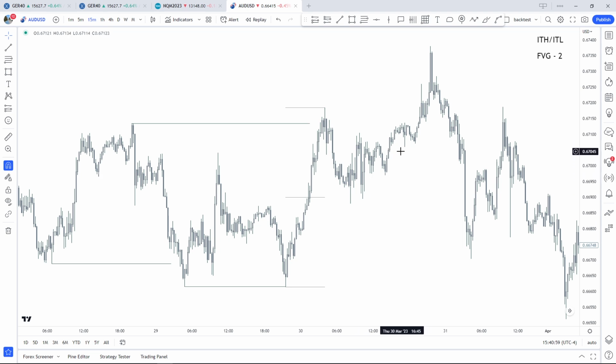This low rebalances a fair value gap. This acts as support until we take out the draw on liquidity, which is, again, remember, the intermediate term high right here. And again, here the same happens.